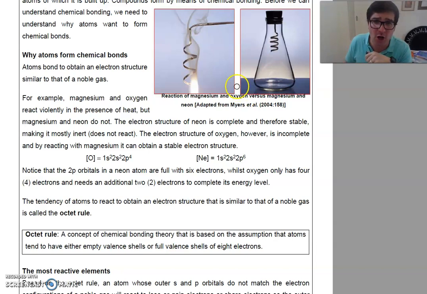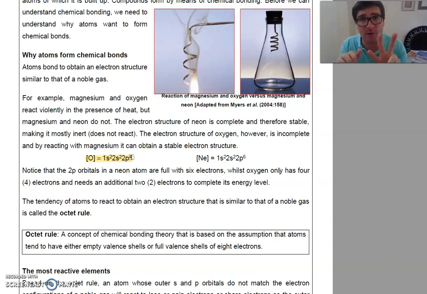To answer that question, we have to look at the electron structure of oxygen and neon. Because remember, it's the electrons that are responsible for the chemical reactions that elements will undergo. If we look at the electron structure of an oxygen atom, and this is what we learned in the first topic we did this year in grade 10, we will see that oxygen has an electron configuration of 1s2, 2s2, 2p4. Now I want to remind you, the first energy level can contain a maximum of 2 electrons.